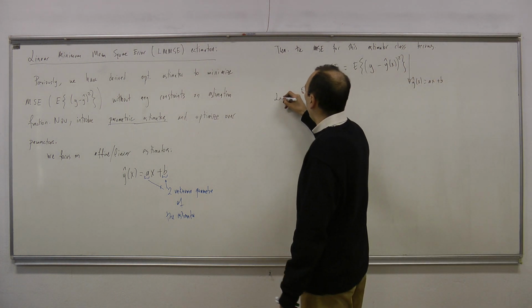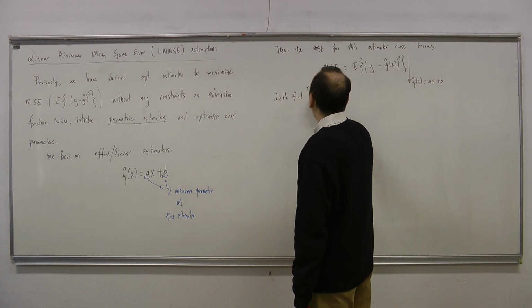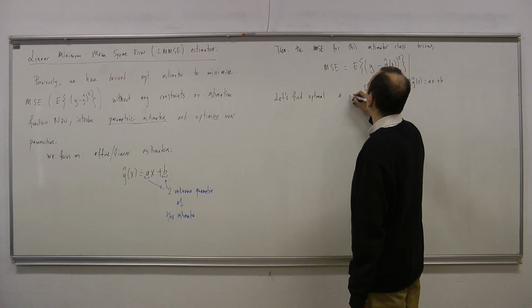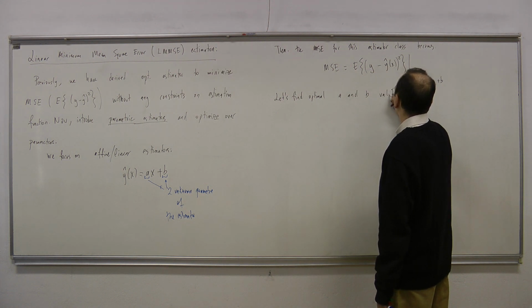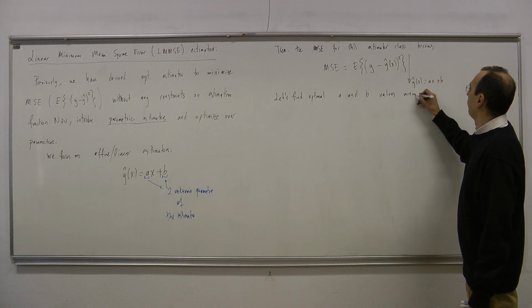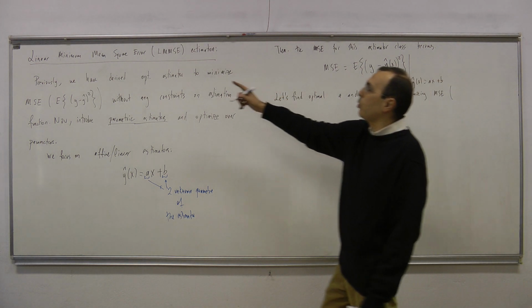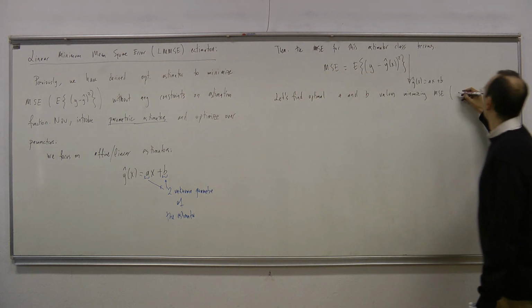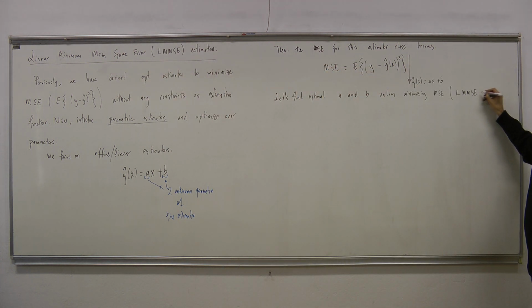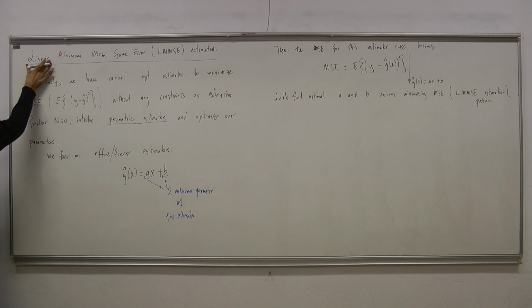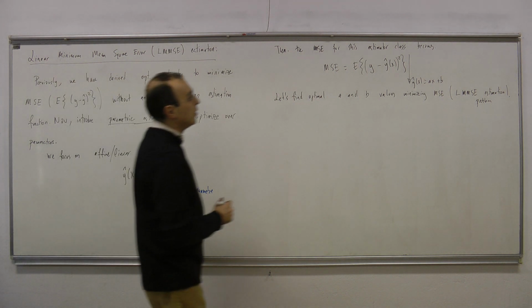So let's find the optimal a and b values minimizing the MSE. And actually this is what we call the linear minimum mean square error estimation problem. Because this is affine or linear, we are using the term linear in a somewhat general sense at this point, but this is our goal.